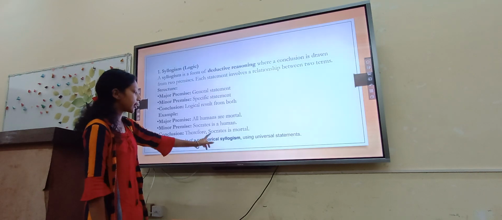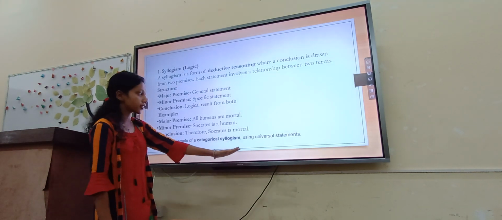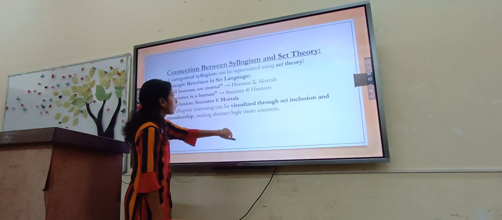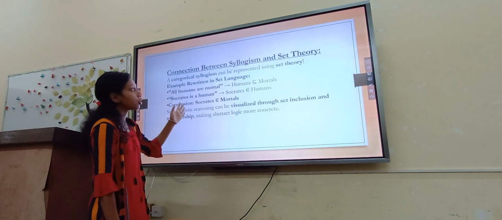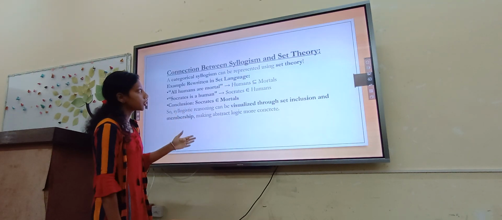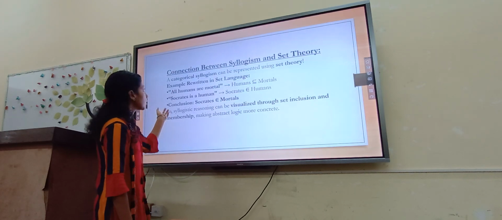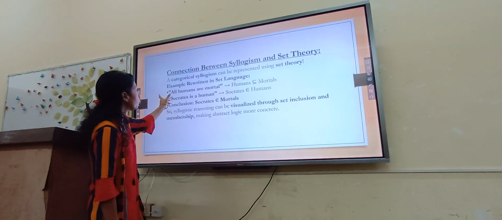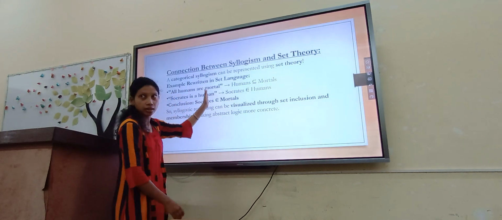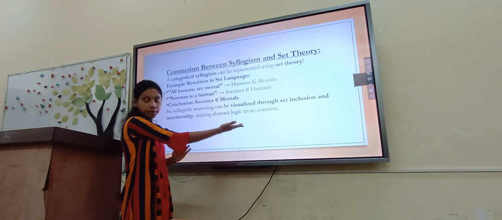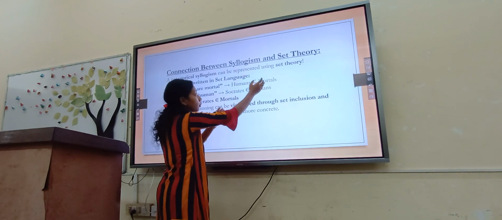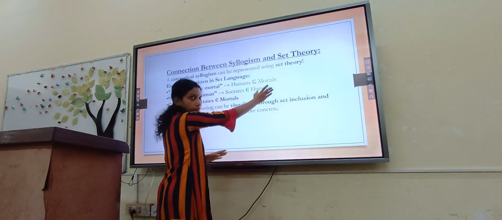This is an example of a categorical syllogism using universal statements. All humans are mortal is a universal affirmative. Then, the connection between syllogism and set theory. A categorical syllogism can be represented using set theory. For example, rewritten in set language, all humans are mortal means all S are included in P. So humans are a subset of mortals.